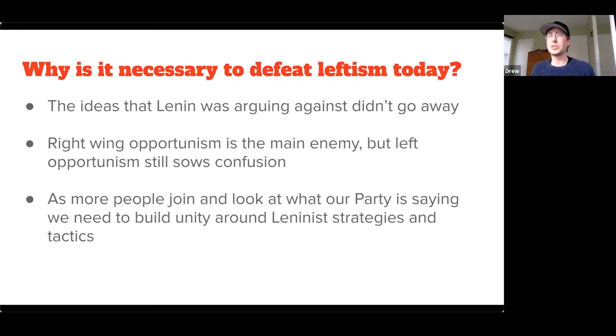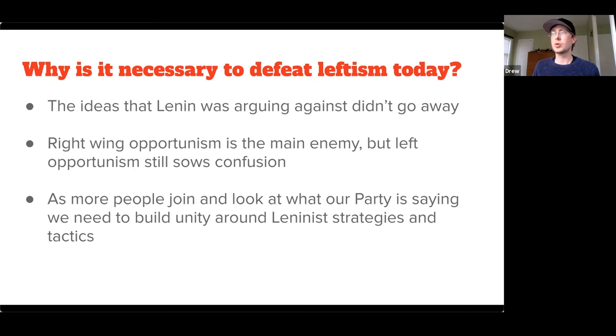Why is it necessary to defeat leftism today? Or at least talk about it tonight. The material basis for petty bourgeois radicalism, and we'll get into that big word, and ultra-leftism was not eliminated with the publication of Lenin's pamphlet. And these ideologies and tendencies continue to create problems on the left and in our own movement. There are still those that substitute their subjective desire for revolution for a clear-headed analysis of the objective conditions and an appraisal of the balance of class forces.